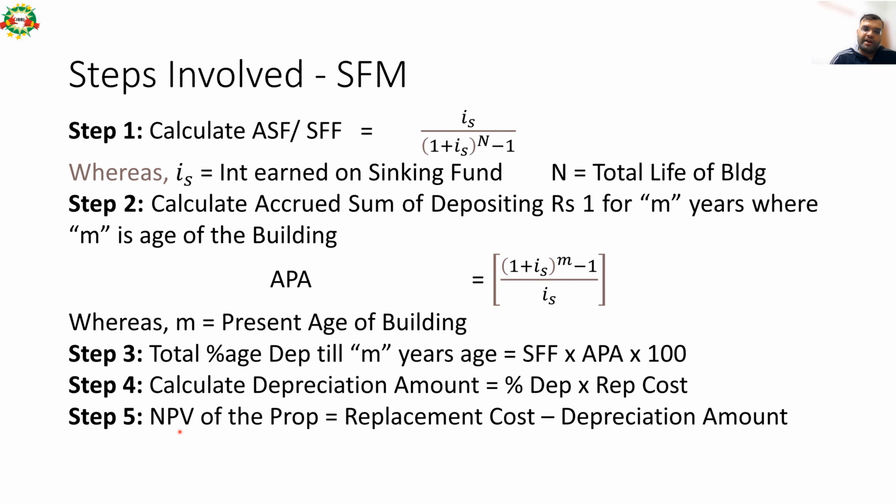Then calculate the depreciation amount. Replacement cost is given in the question. So the percentage depreciation calculated from here, multiply by replacement cost. That will give us the depreciation amount in rupees or absolute terms. Then the market value of the property, or depreciated replacement cost, or present value of the property will be equal to replacement cost minus depreciation amount. That will give us the value of the property.